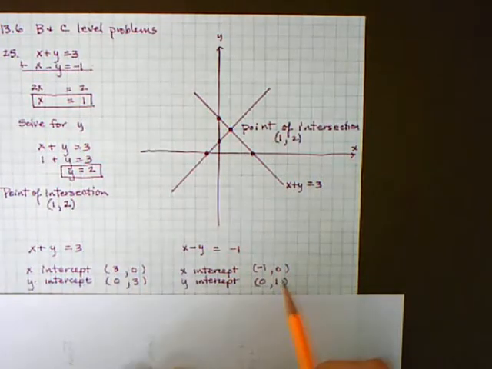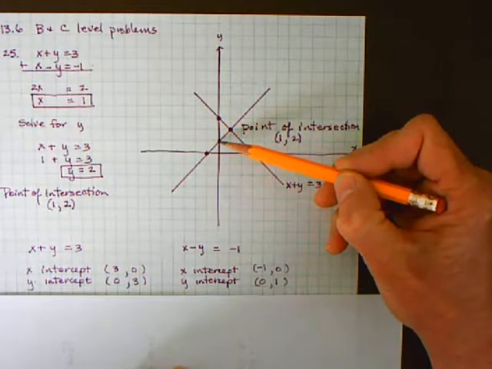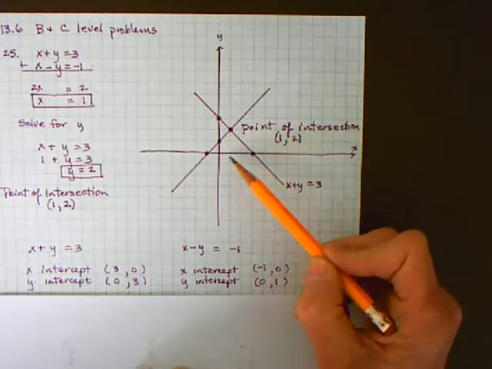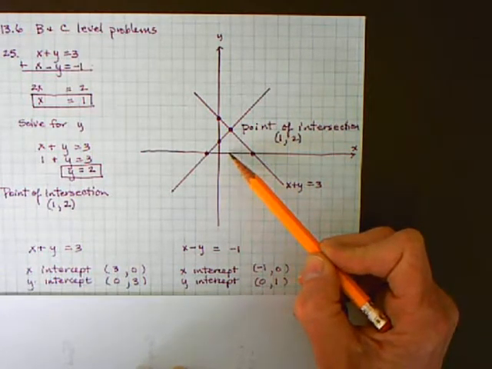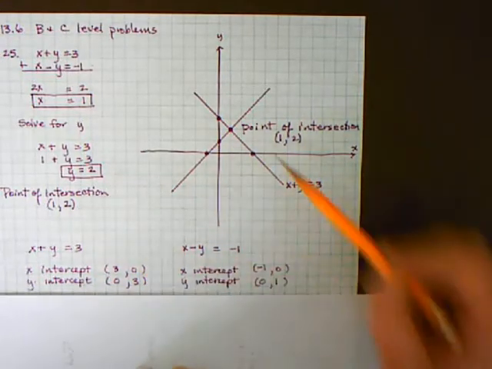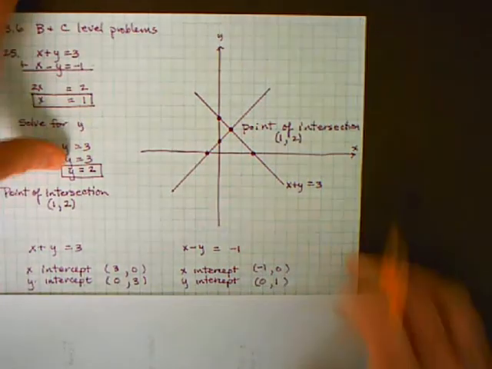So I'm going to plot this, negative 1, 0. There's my x-intercept for my second line, and 0, 1, there's my y-intercept for my second line, and it too goes through this point of intersection. So you can see just graphically that this point is 1, 2. So we have it algebraically, there's the point of intersection, and we can see it graphically as well. Okay, that's the end of 25. 27 is exactly the same kind of problem, and so let's look at this one now.